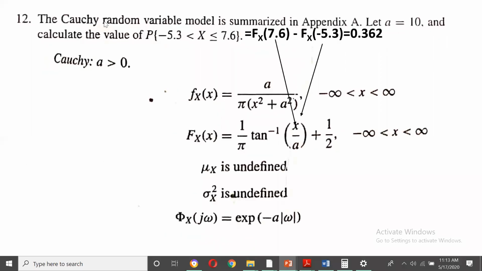Then the second is the Cauchy random variable. Again, some range of probabilities is to be found. And again, the expression is just the same, F_X of 7.6 minus F_X of minus 5.3. Now, in the Cauchy random variable, this is there. You need not remember all this. Please be sure that you need not remember. The table should be supplied to you. Statistical table should be supplied to you where this expression is present.